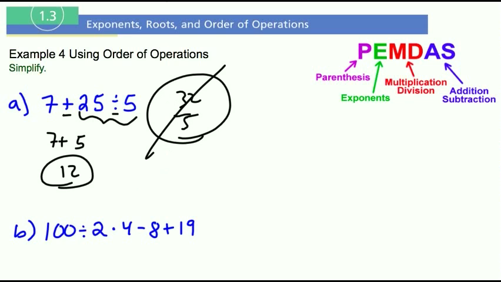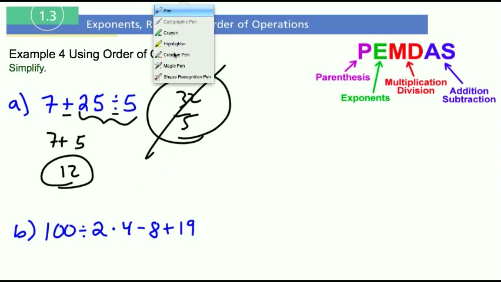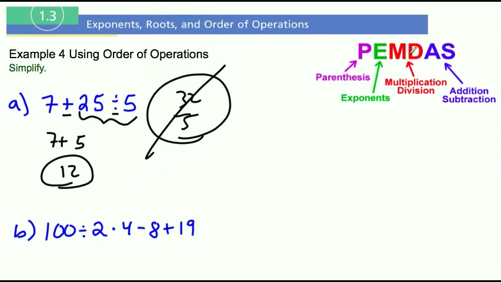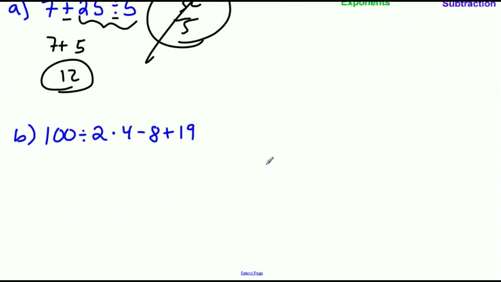And just note that when we do this here, multiply and divide, multiply doesn't have to come before divide, okay? For multiply and divide, it just depends on whatever one comes first when you read it from left to right. And same thing for add and subtract. Whatever one comes first, reading from left to right, that's the one that you would do next. Okay?